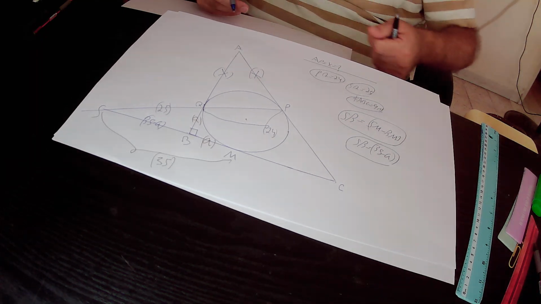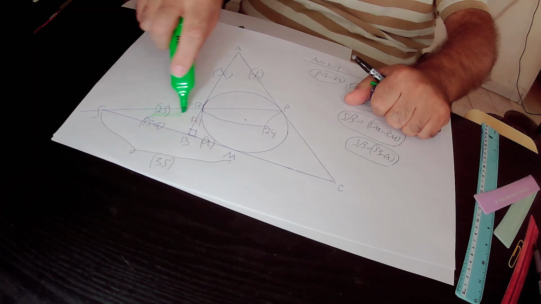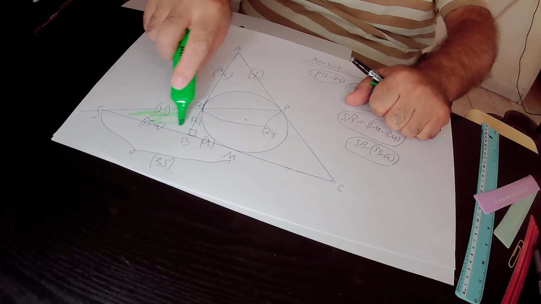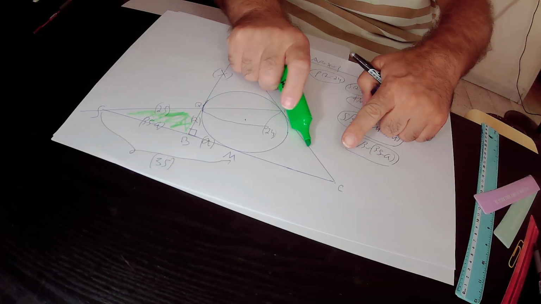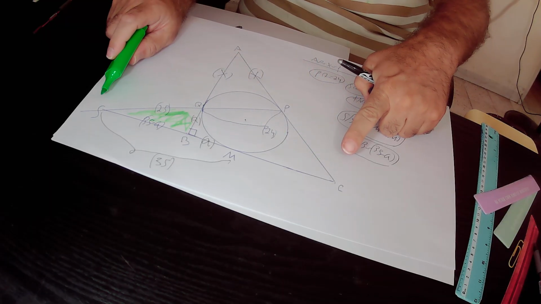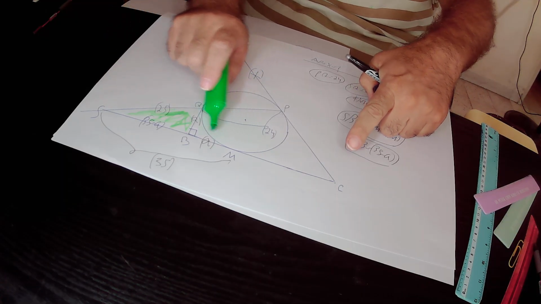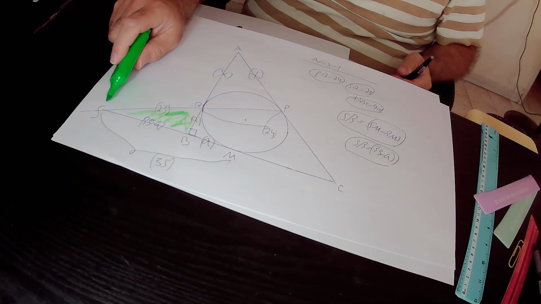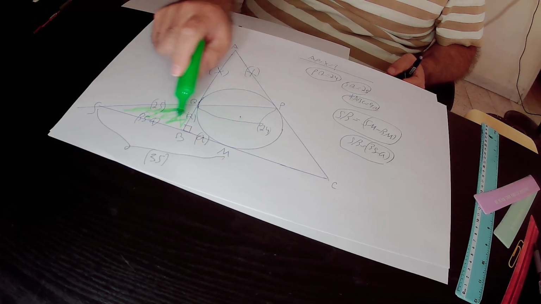So in the next step, we'll implement the Pythagoras theorem on this green right triangle. Okay. We have here CM, a tangent. So CM is a tangent. It is absolutely a straight line.